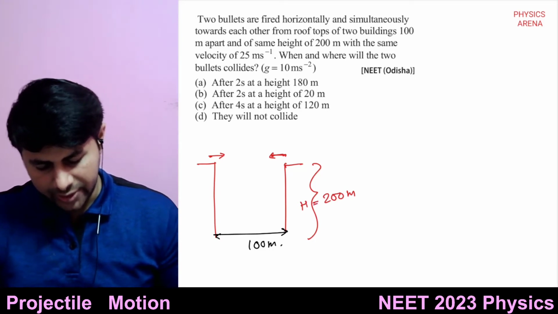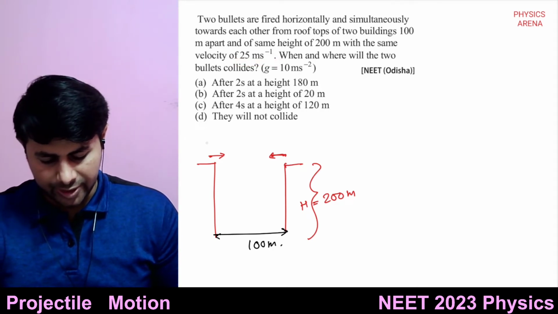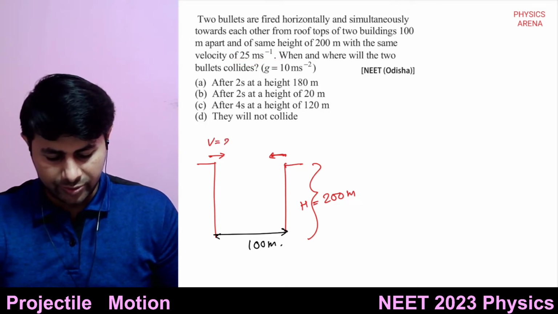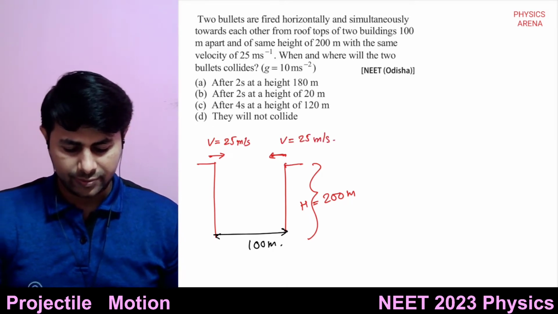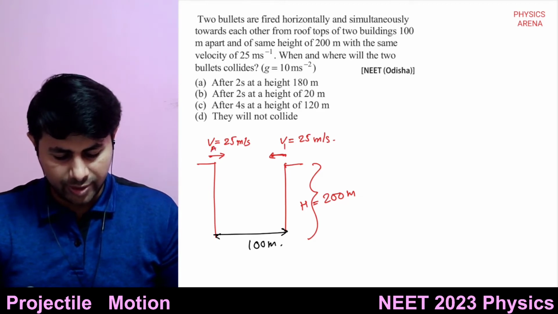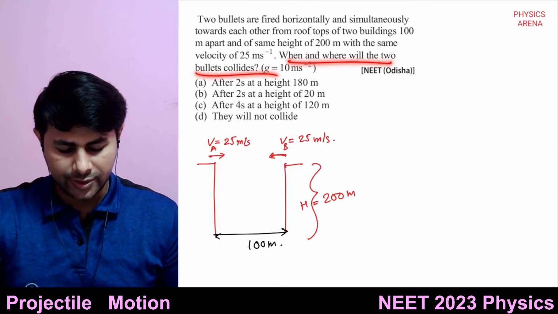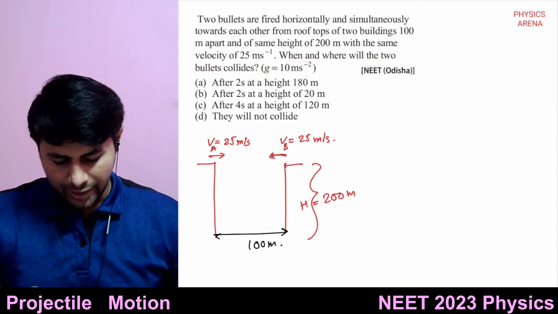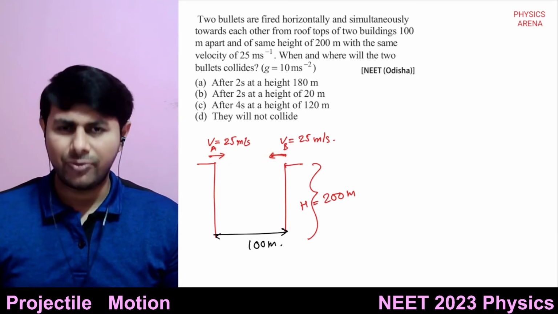The bullets are fired with the same velocity of 25 meters per second. So v is equal to 25, and v for this is also equal to 25 meters per second. Let's call it va, this is vb. When and where will the two bullets collide? How much is the distance between the bullets?